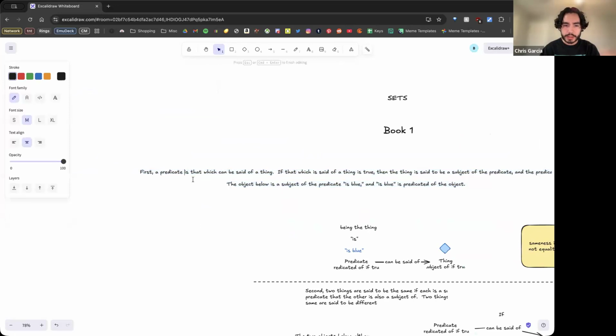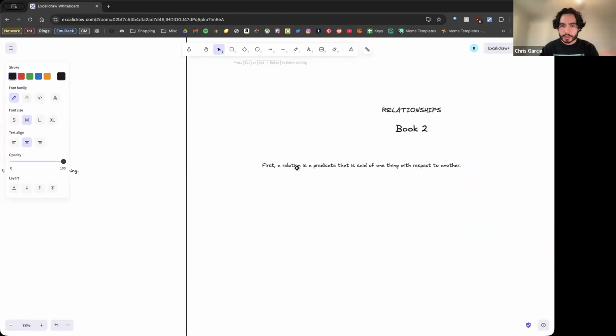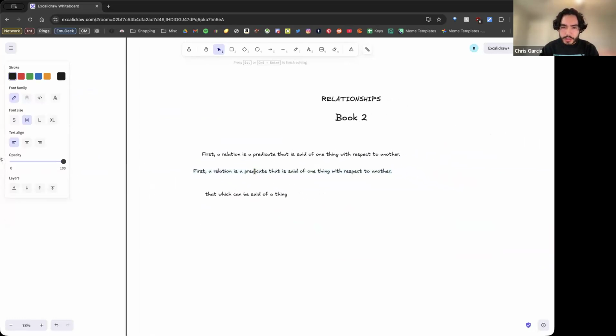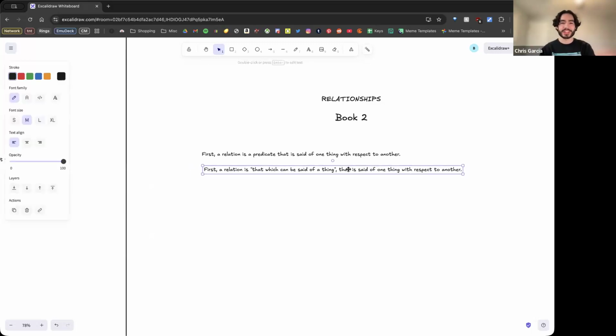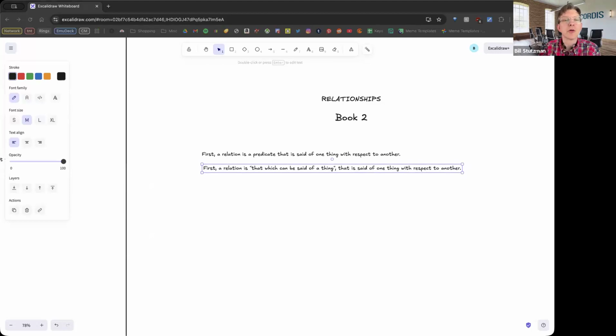And so I want to just substitute the definition of predicate in here to help us keep track. So a predicate is that which can be said of a thing. So if we were to substitute this over here, then we could say, first, a relation is, instead of a predicate, that which can be said of a thing that is said of one thing with respect to another. I'll let you keep going from here. We'll flesh it out. Okay, so first, a relation is that which can be said of a thing that is said of one thing with respect to another.